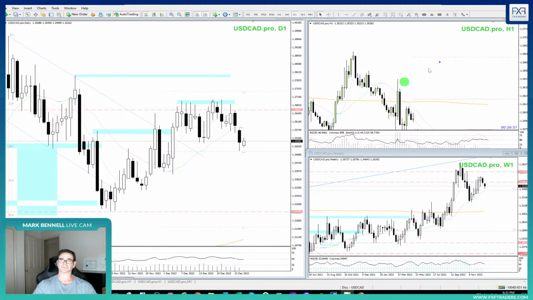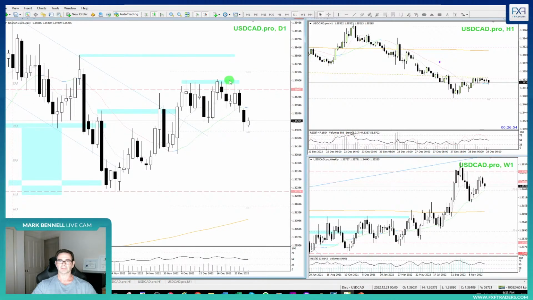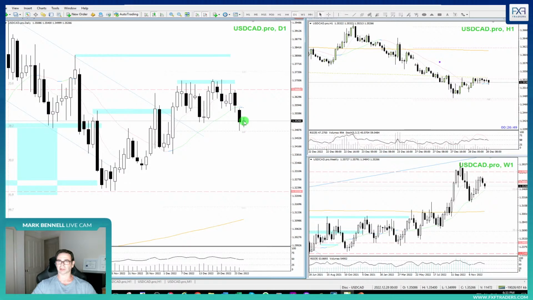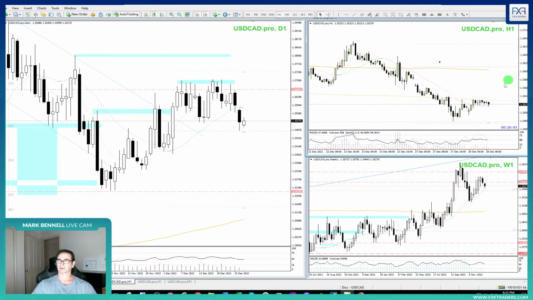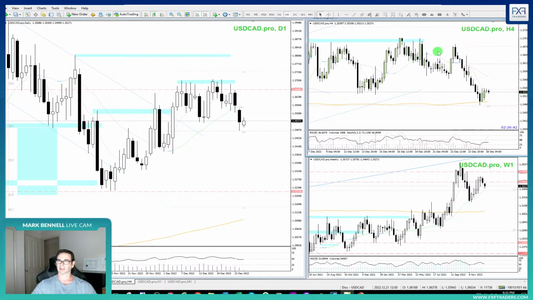Dollar CAD. The loonie. Yeah, look, daily anchor. Trying to break into downtrend, so it's at a critical area. I'd be looking for shorts. Four hours had a big push.